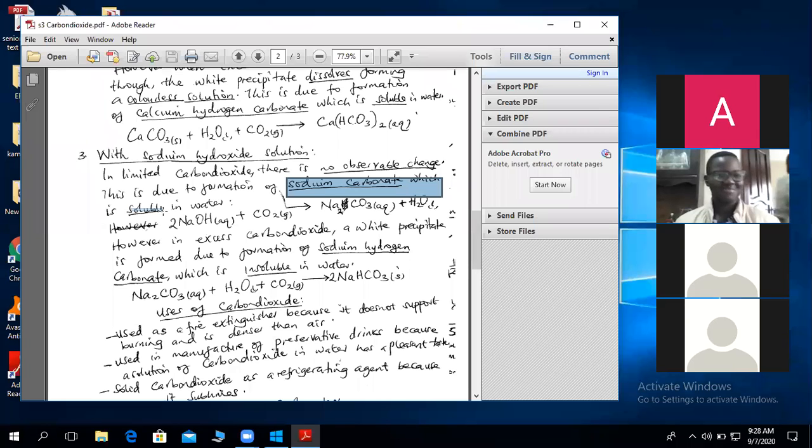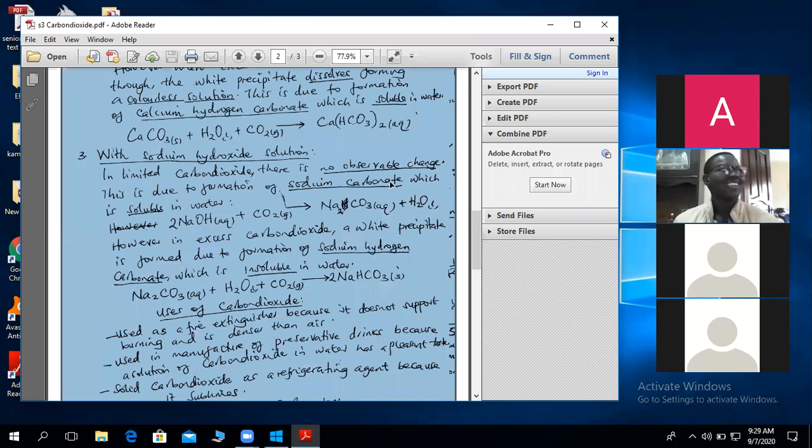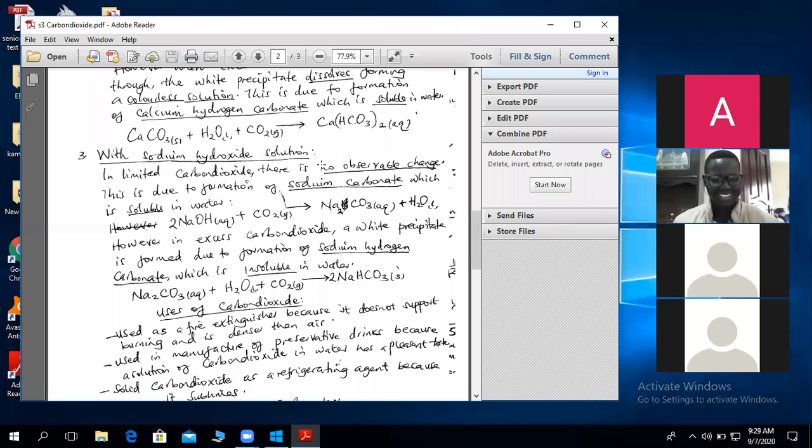Now remember, that's the solubility rule: all carbonates are insoluble except those of sodium and potassium. Those ones are soluble in water, but all the other carbonates are insoluble. So there is no observable change at first due to formation of sodium carbonate, which is soluble in water.